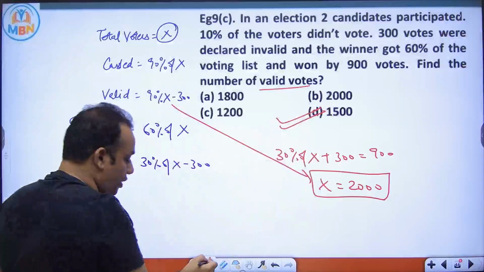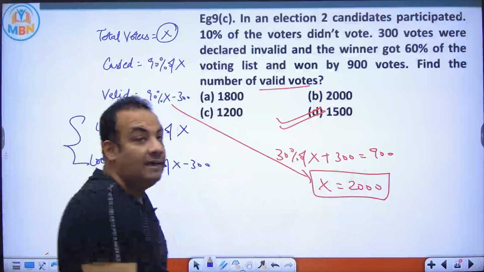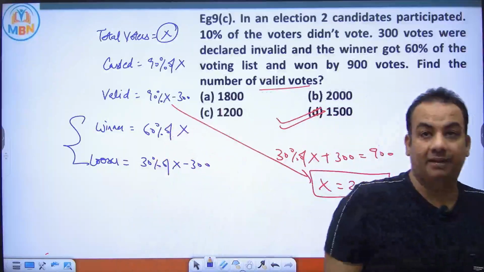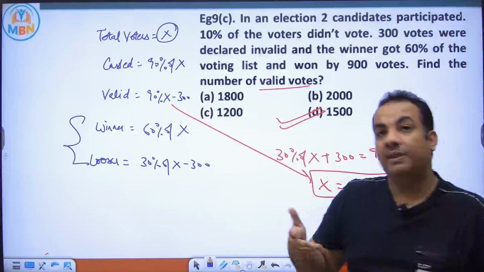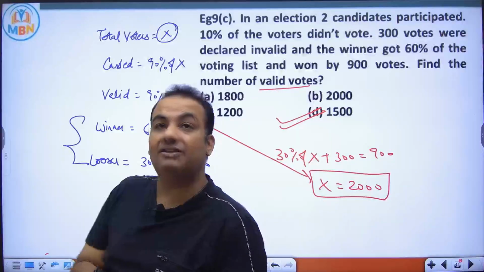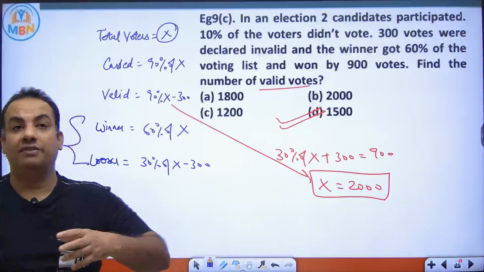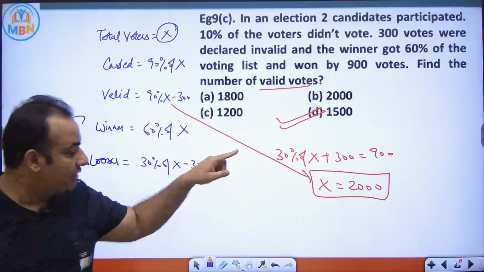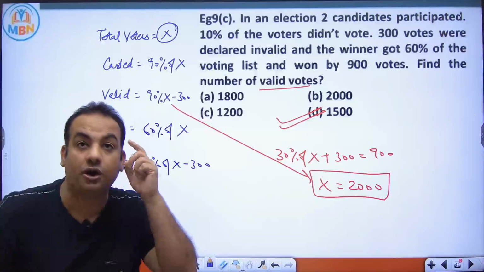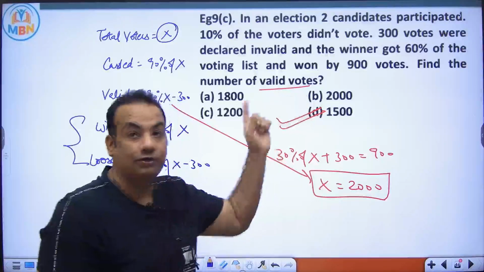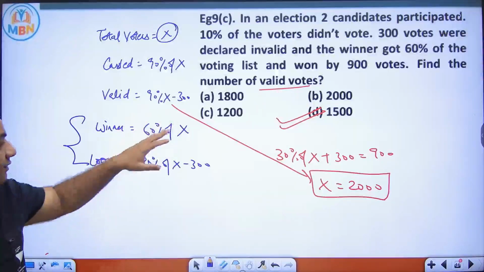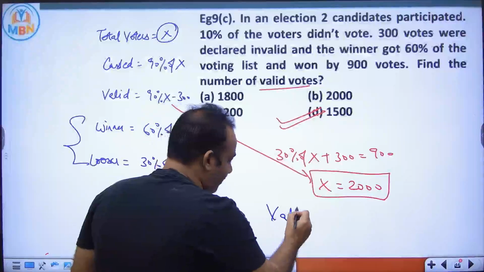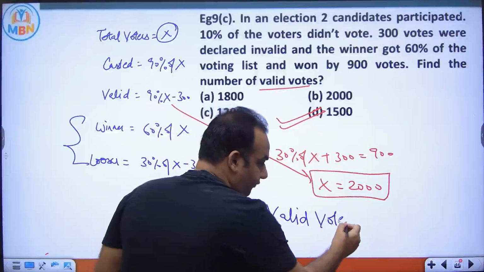Very, very important question. Why is it important? There are two things you have to understand. One, the usage of variable. I have not assumed the value. Why? Because there were values like 300 votes were declared invalid, and the winner won the election by 900 votes. Second, you got the value of X as 2000, but you have to focus on what they are asking. They are asking the valid votes. So the correct answer is 1500.